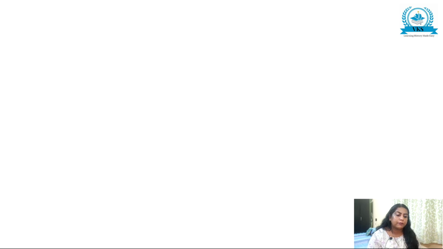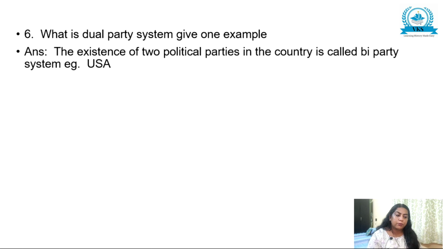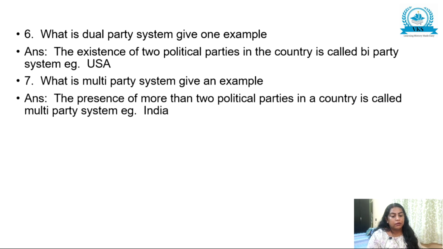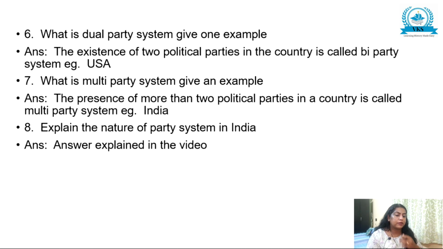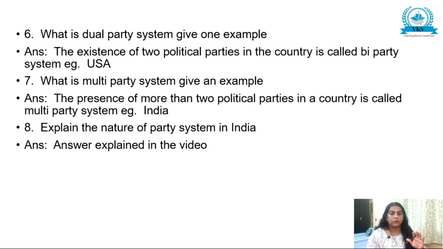Example is China. What is dual party system? Give one example. The existence of two political parties in the country is called bi-party system. Example is USA. What is multi-party system? Give an example. The prevalence of more than two political parties in a country is called multi-party system. Example, India. Now explain the nature of party system in India. It is explained in the video. All the 12 points which I have explained, you will have to write as the answer for the nature of party system in India.